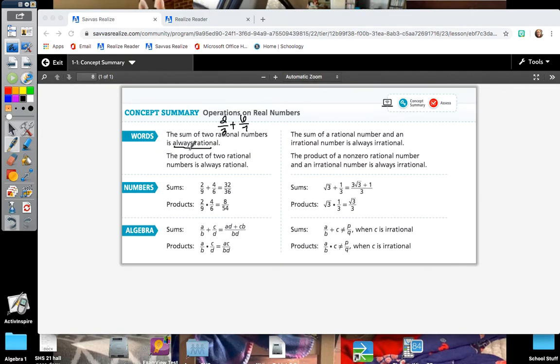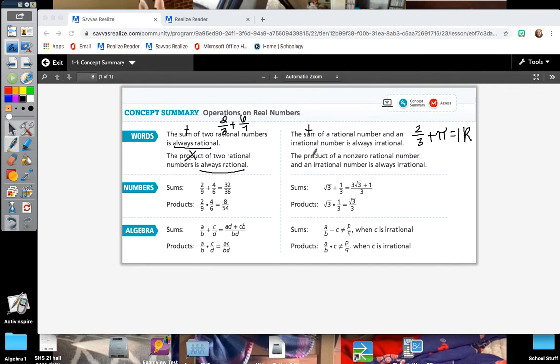When you multiply them, that's what product is, multiplication. Sum is addition. When you multiply two rationals, they're always going to stay rational. Rationals times rationals is rational. It only changes when we have a rational and an irrational. If we add a rational and irrational, like 2/3 plus pi, that's always going to come out to one of those really long decimals. Those are always irrational.